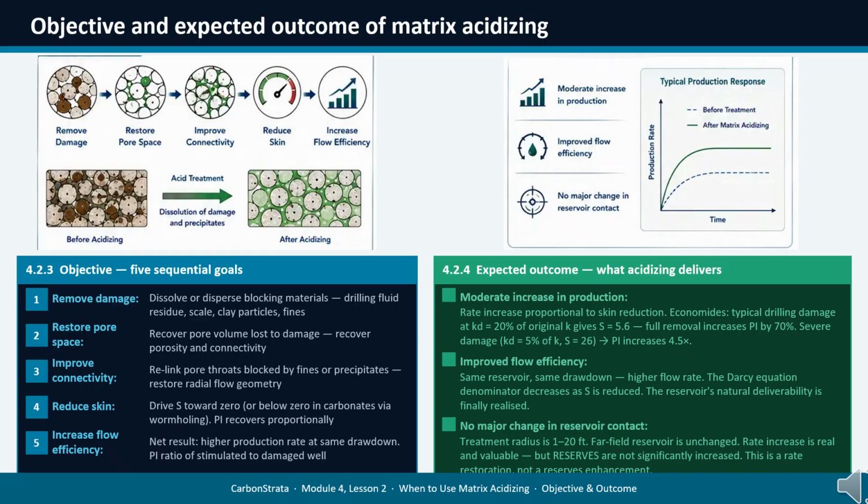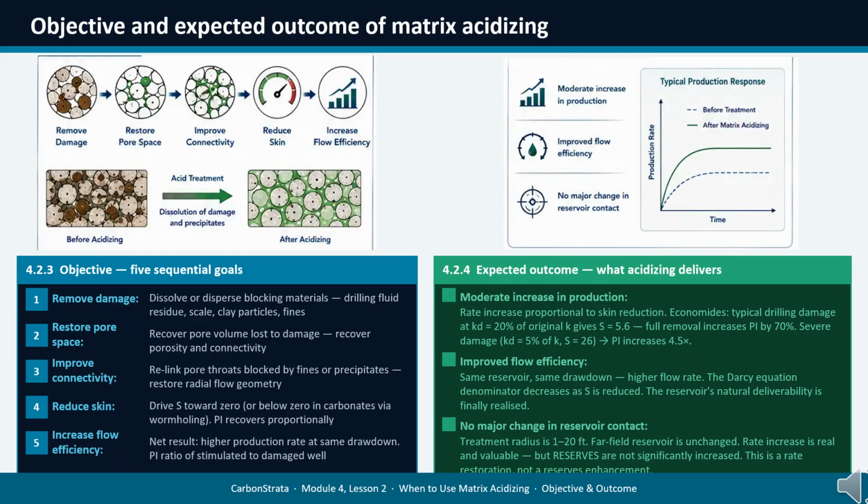Now go to the small images below. Before acidizing. Blocked pore space. After acidizing. Flow paths are open again. That is what the sequence represents. Now move to the right side. This is the result. First line. Moderate increase in production. Not unlimited. Proportional to skin reduction. Now second. Improved flow efficiency. Same drawdown. Higher rate. Because resistance is reduced.